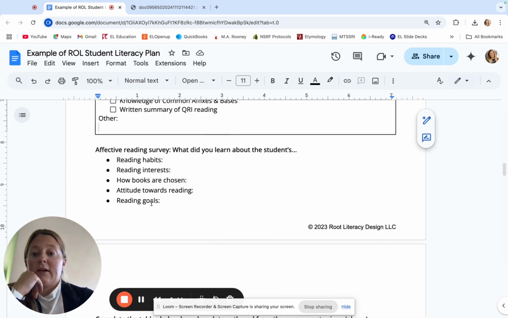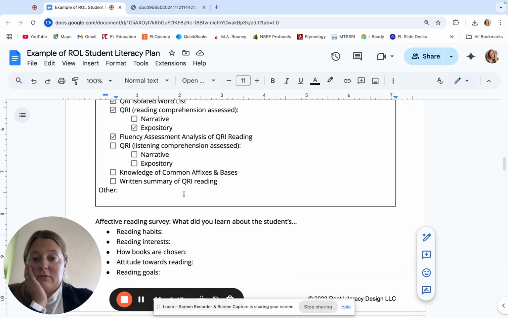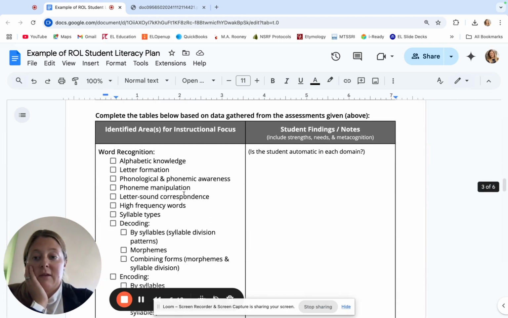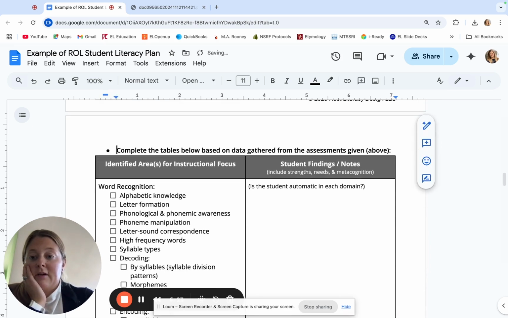So, okay, the effective reading survey I did not give, but that breaks out habits, interests, how books are chosen, attitude towards reading. So I'm just going to leave that blank. I'm going to bring this up. I've been typing in the document, so it is shifting on me.